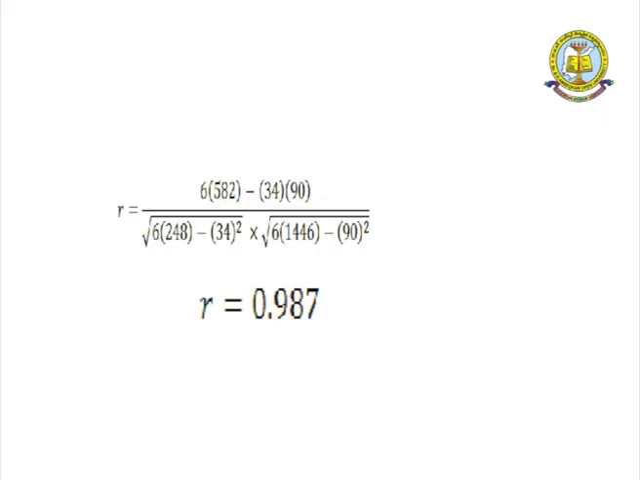What is the correlation formula? Already you know. So, r of x comma y is equal to 6 into 582 minus 34 into 90, divided by under root of 6 into 248 minus 34 whole square, into under root of 6 into 1446 minus 90 whole square. If I simplify this, I get the r value.